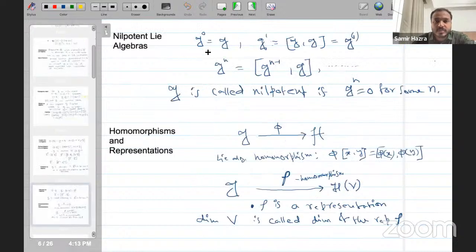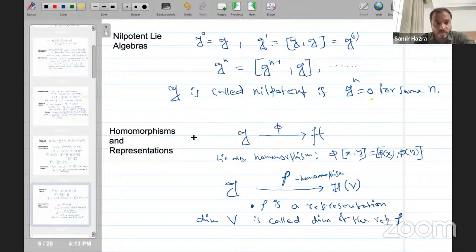Well, nilpotent Lie algebras, in a similar fashion: we define G^0 to be G and G^1 to be [G, G]. But now G^n, we are defining this to be [G^(n-1), G]. Then G is called nilpotent if some power n of G gives 0. So it's clear that any nilpotent Lie algebra is also solvable.